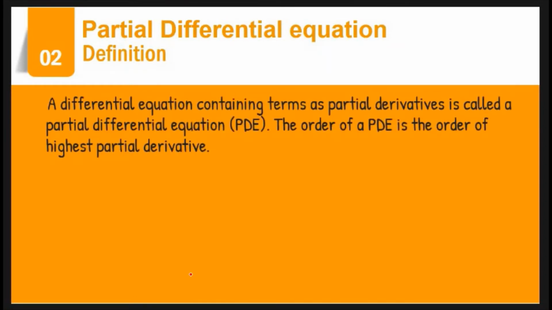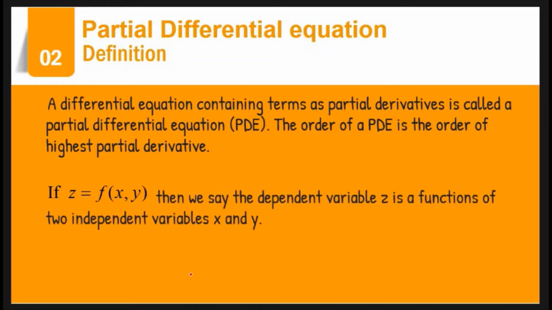A differential equation which contains terms such as partial derivatives is called a partial differential equation. Now how to find the order of a partial differential equation? Find the order of the highest partial derivative in that equation, and that will be the order of that partial differential equation. Say if you have a function z equal to f of x, y, z is called the dependent variable and it is a function of two independent variables x and y.